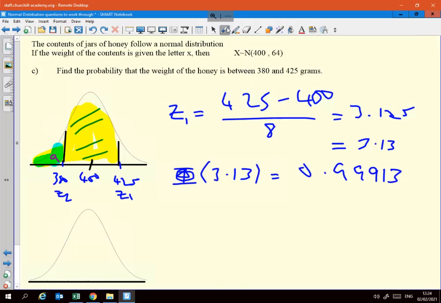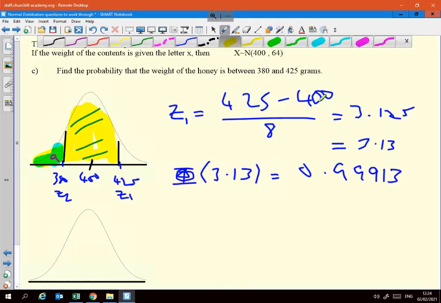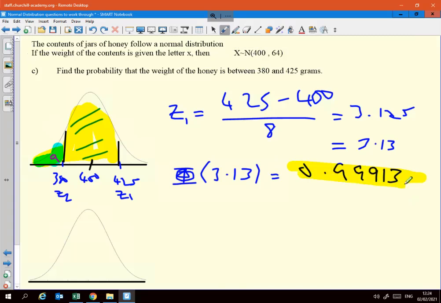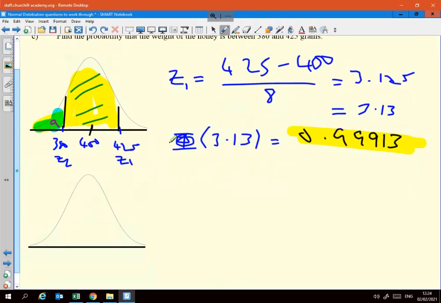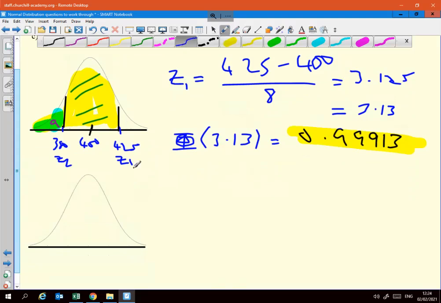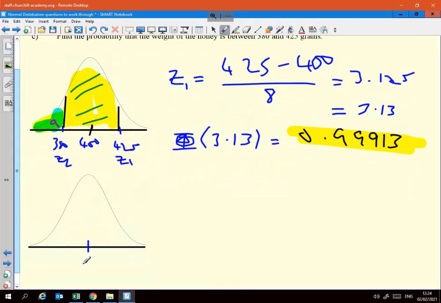0.99913. And that's the area of the bit that I highlighted in yellow. That's everything to the left of that line. Okay, so I need to think about this one over here now. This is a little bit worse because it's below the mean, 400. And I want the value 380. I'm going to figure out my z-score for that. So 380, I'm calling that my second z-score, Z2.